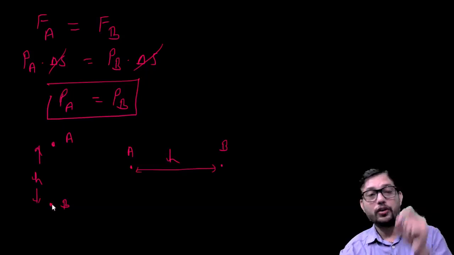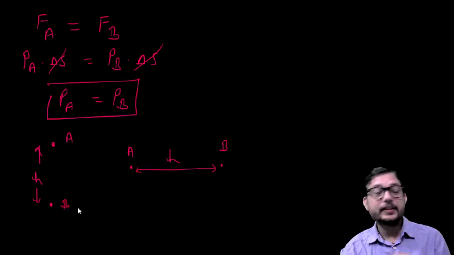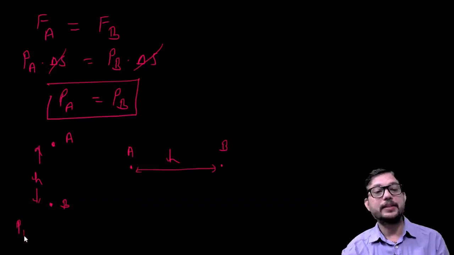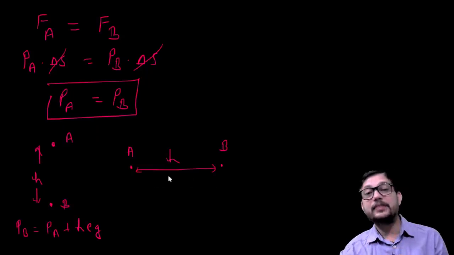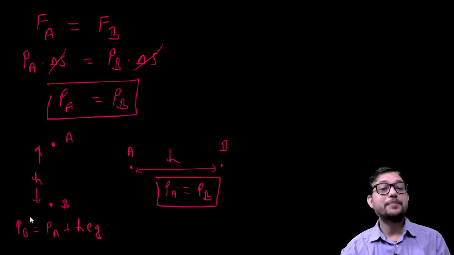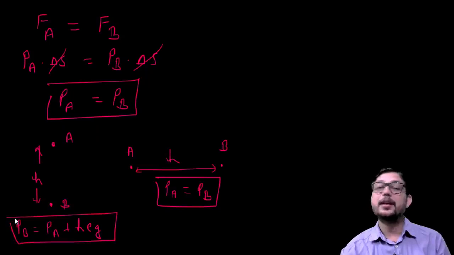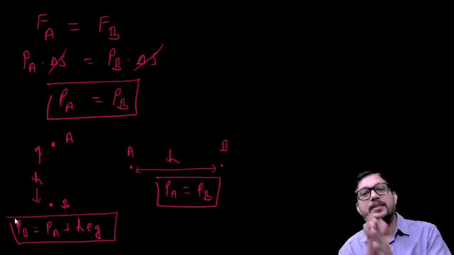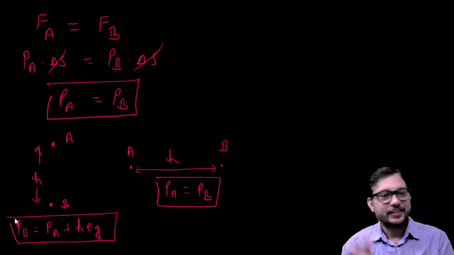If we talk about the vertical column, then the pressure at point B will be equal to pressure at point A plus H rho g. But if we talk about the horizontal column, then pressure A must be equal to pressure B. So that is the important result we have covered up to here, and I hope and believe that each and everything is clear to all of you.